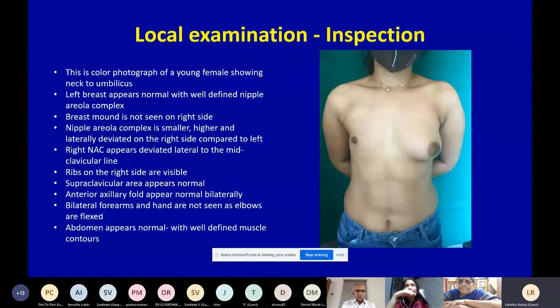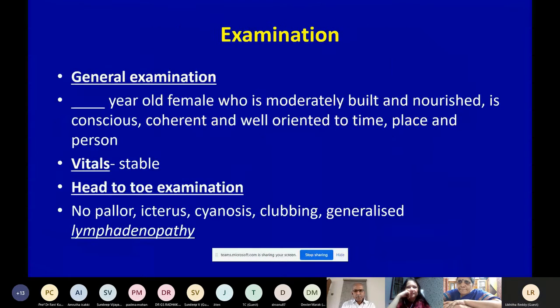Doctor, local examination. Dr. Reddy? Yes, sir. Sorry to disturb you just for a moment. You're flowing very nicely, and I hope you don't mind my interrupting. Yes, sir. Go back to your previous slide if you can, please. The one before.